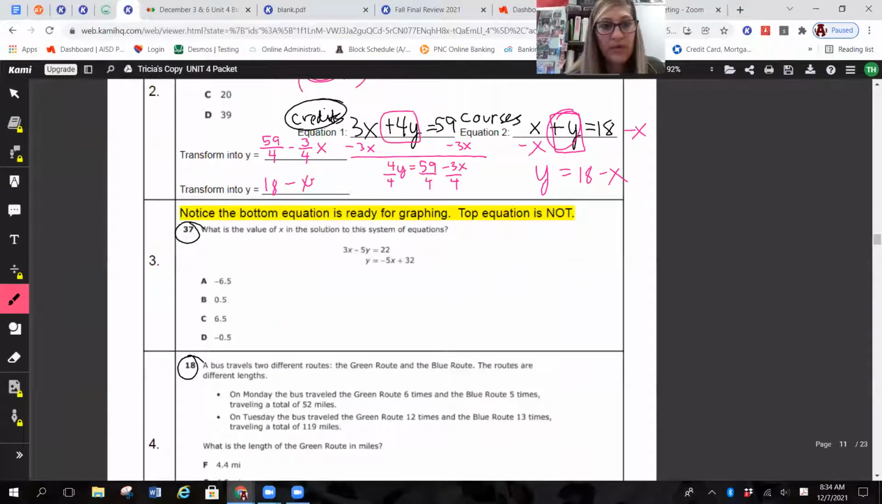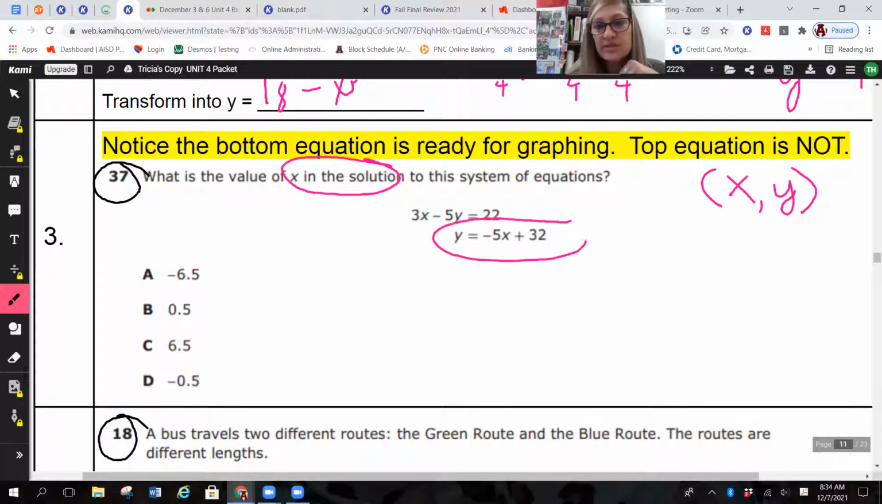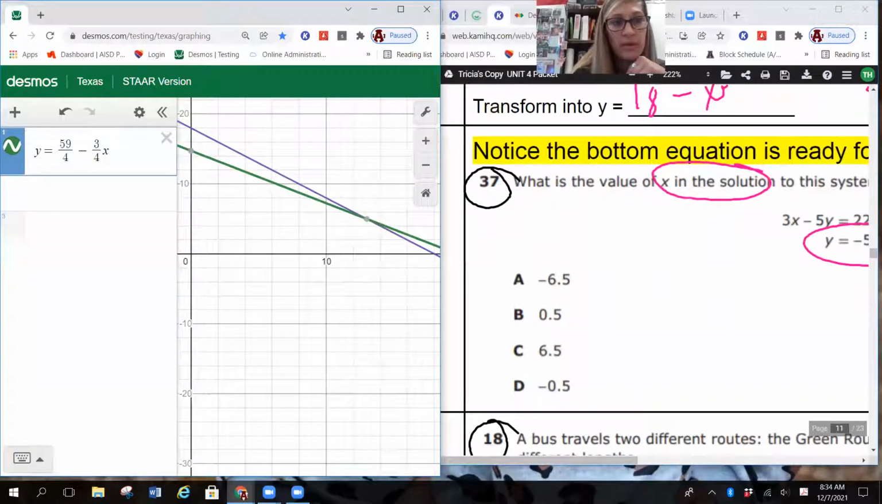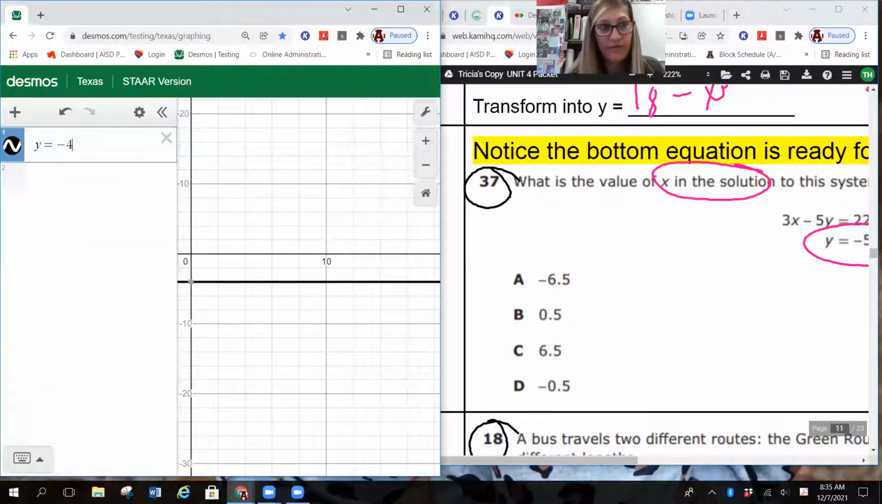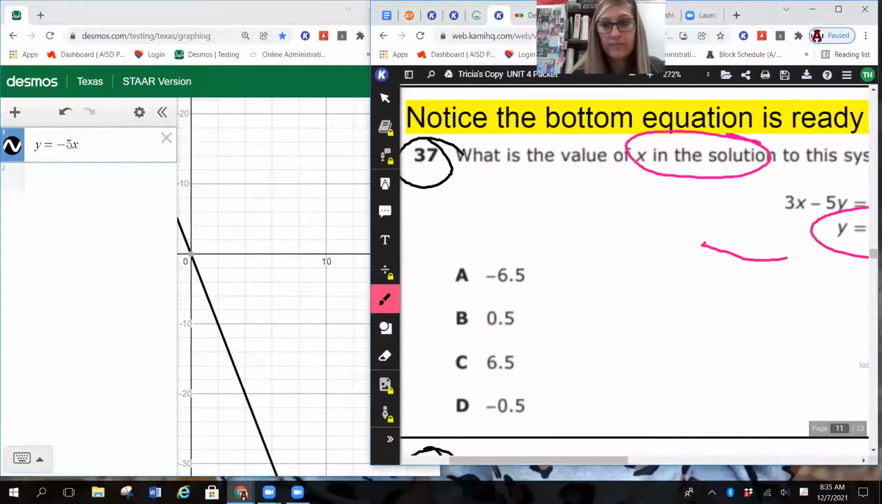Okay, number 37. Notice the bottom equation is ready for graphing. The top equation is not. What is the value of x in the solution? So again, this is our third star question that only cares about what is x. We need to find the solution and only pull out the x coordinate, remembering that x is the first number in each point. We can type this into Desmos. Y equals negative 5x plus 32.